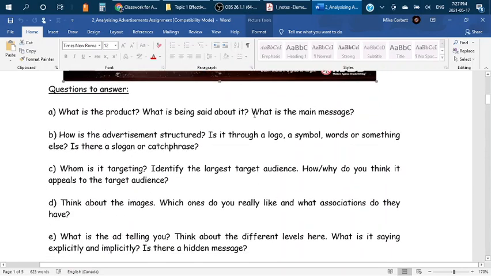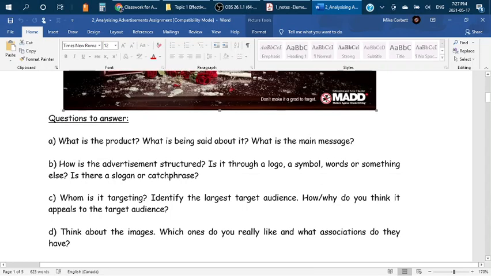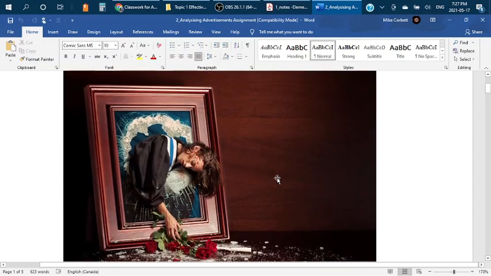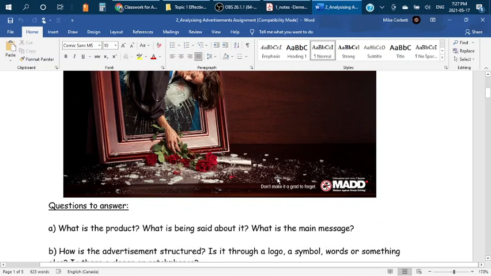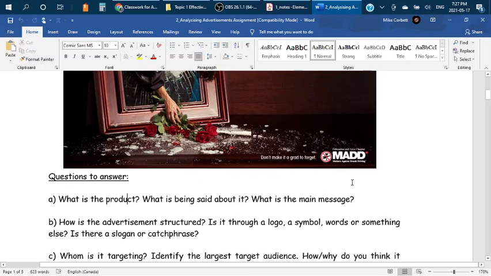What is being said about it? What is the message? So in this case, product is a bit of a misleading word that makes it sound like they're trying to sell you something. And sometimes ads aren't necessarily trying to sell you an item. They're more or less trying to change your behavior. They're a social message. And the social message in this case is don't drink and drive. So what is the product? What is being said about it, and what is the main message?